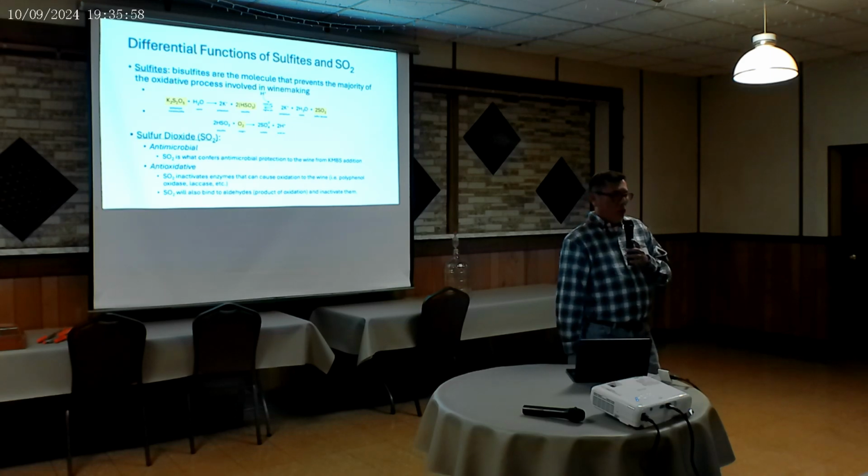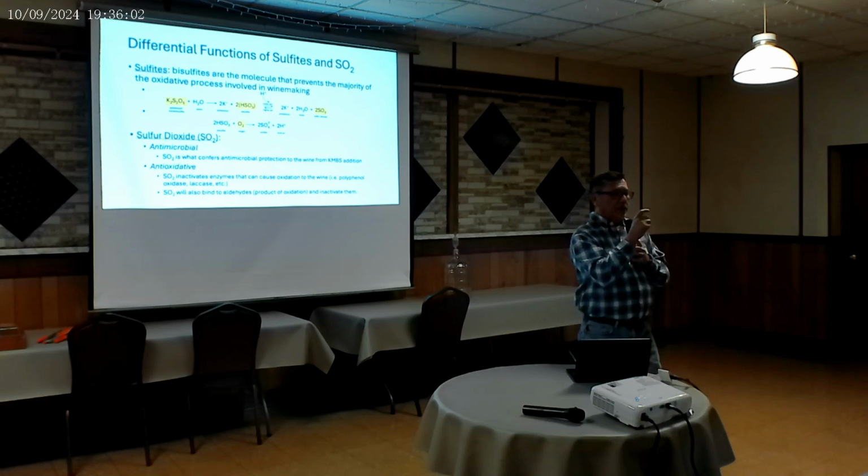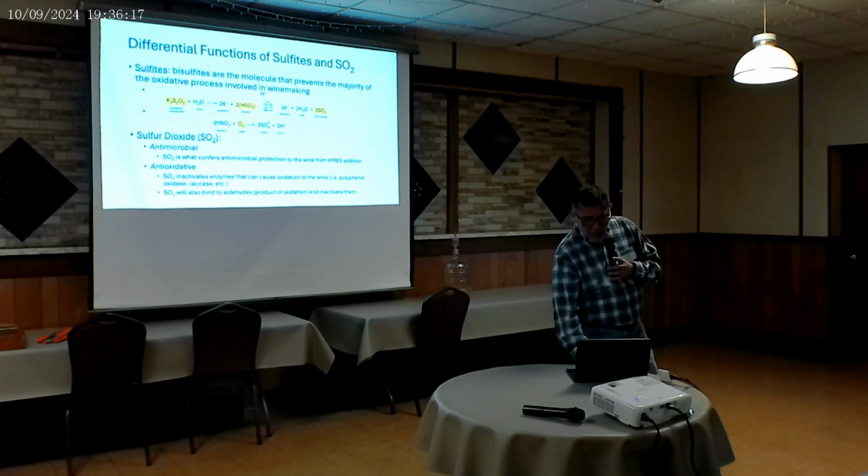And we will talk a lot more about this later on when we start looking at what we strive for in wine to get that protection. There's a number, 0.8 ppm molecular SO2. That's one number that a lot of people hang their hat on, and we'll go more into that and how that protects the wine.